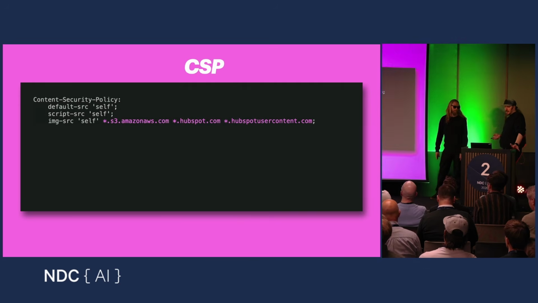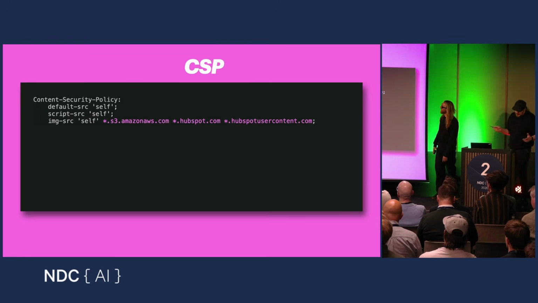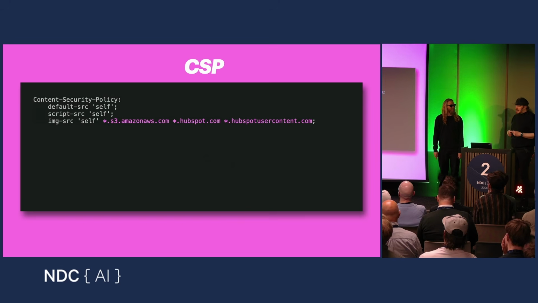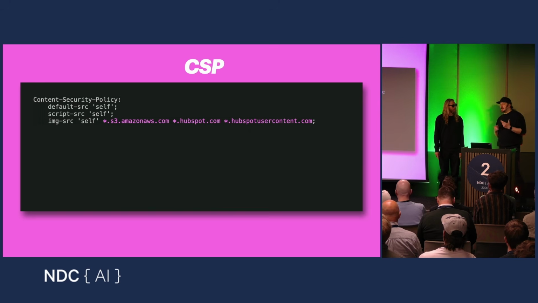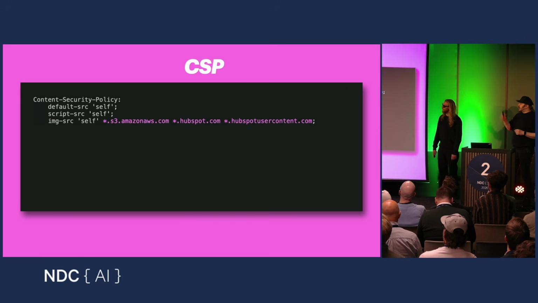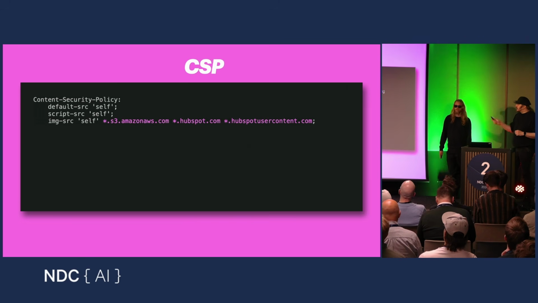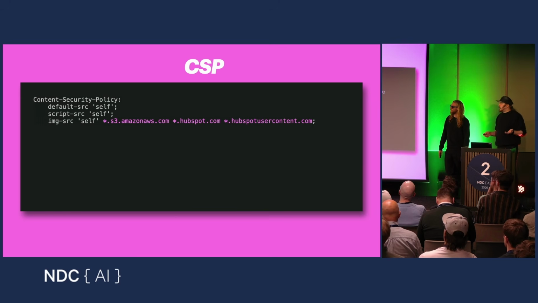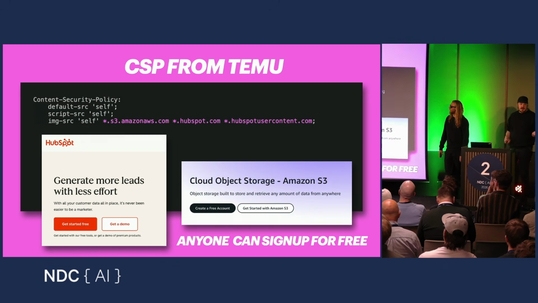So, CSP. People have been around long enough, you probably know about CSP. It's yet another layer, but this doesn't exist in the backend. This is for the front end: basically a set of rules for the browser about what the browser is allowed to render, for example. And if you know CSP and look closely at this example, you may recognize that this is actually a CSP from Temu.